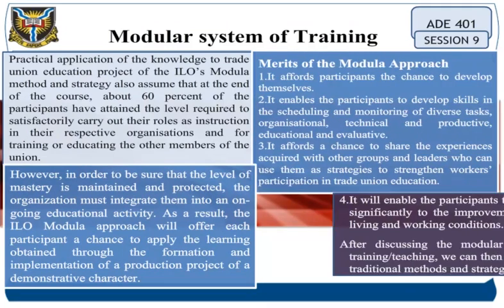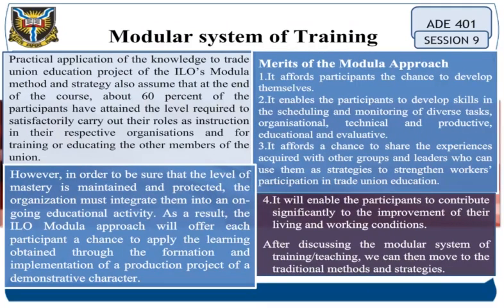Practical application of the knowledge to the trade union education project. The ILO's modular method and strategy also assume that at the end of the course, about 60% of the participants have attained the level required to satisfactorily carry out their roles as instructors in their respective organizations and for training or educating the other members of the union. However, in order to be sure that the level of mastery is maintained and protected, the organization must integrate them into an ongoing educational activity.